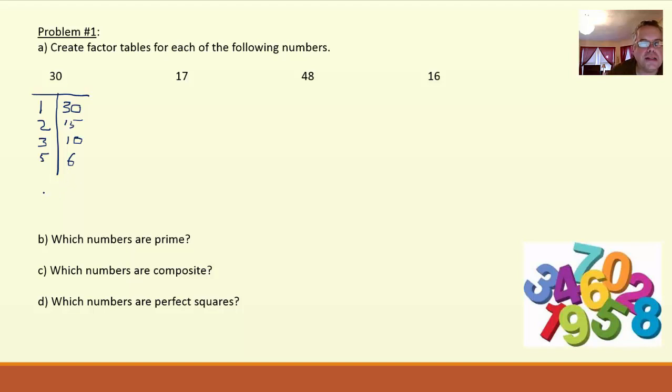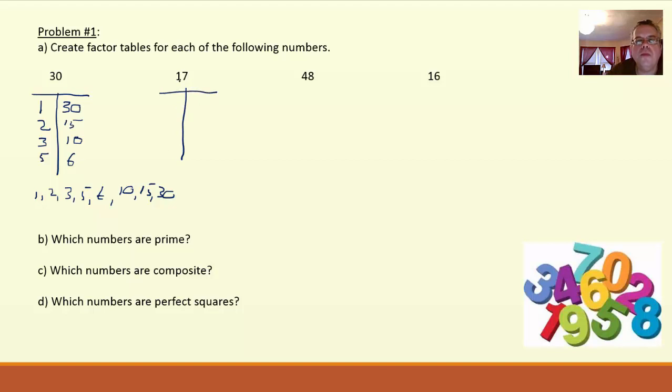So 30 has 6 factors. The factors of 30 are 1, 2, 3, 5, 6, 10, 15, and 30. I wish I could count. I think I said 6 factors. It has 8 factors, so 8 factors there. Okay, let's do 17.